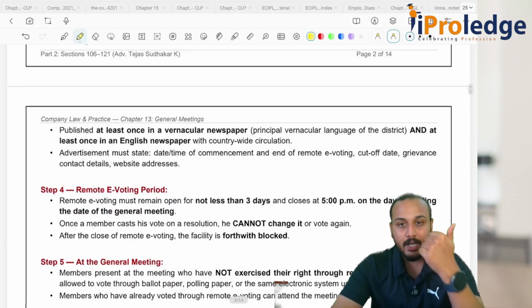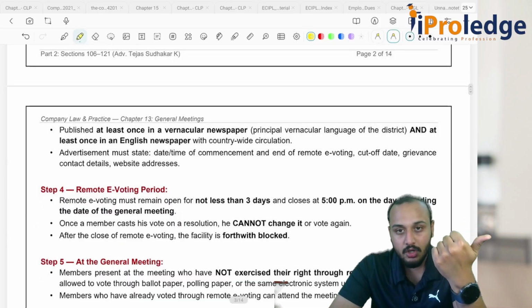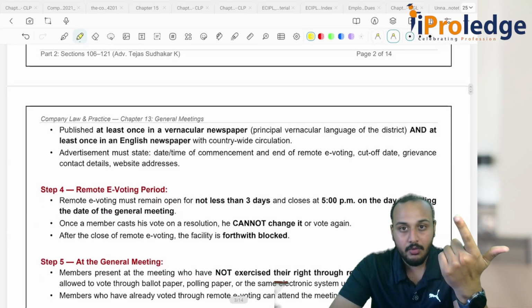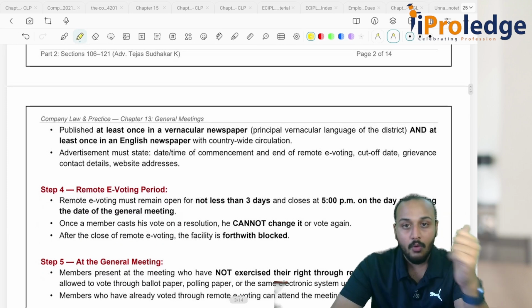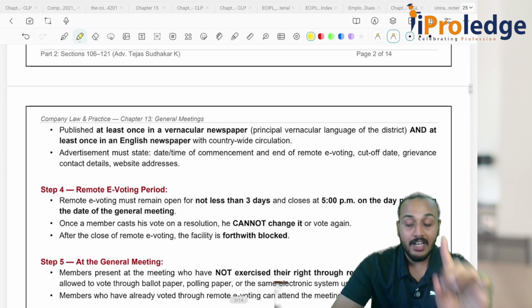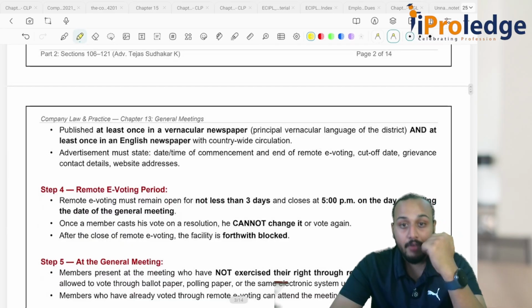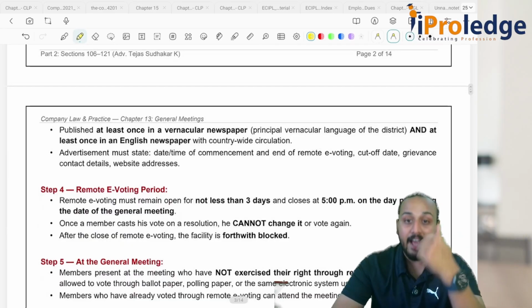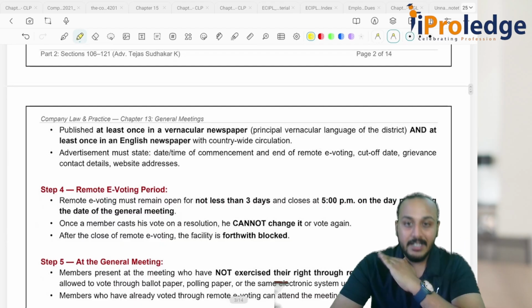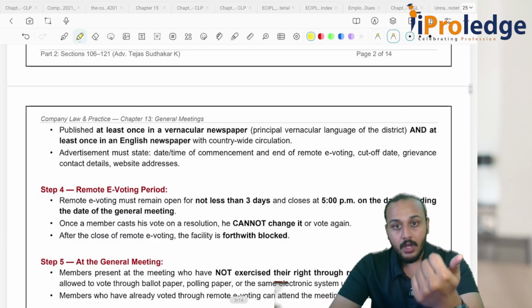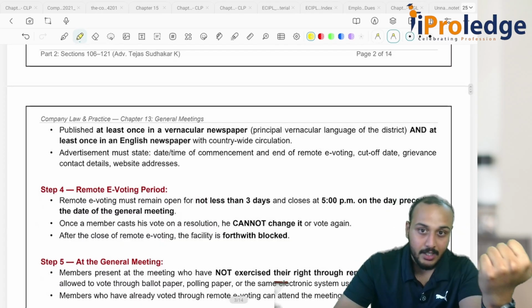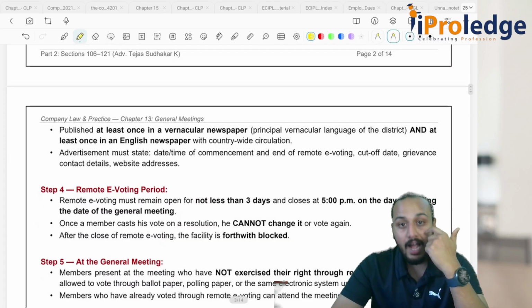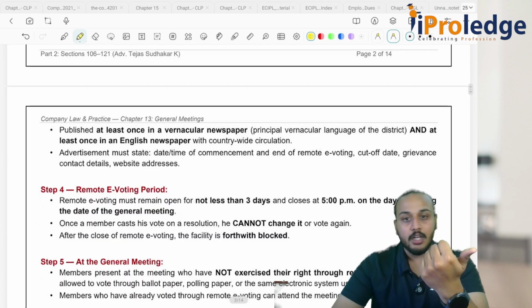Okay, let's quickly revise. Section 106 was restriction on voting rights. Section 107 was voting by show of hands. Section 108 is electronic means. What was the difference? Voting by show of hands is the only mode of voting where other shareholders and everyone attending the general meeting will be aware of the vote you cast. Whereas in e-voting, poll, and postal ballot, there is anonymity.